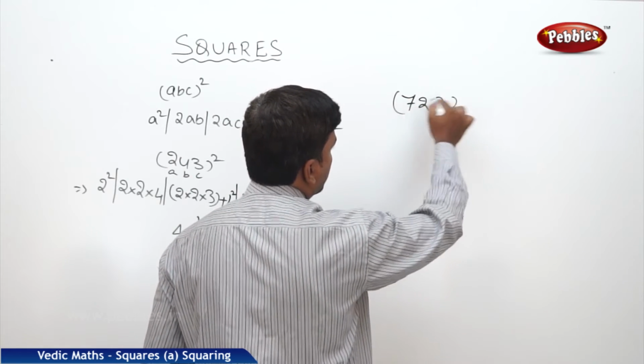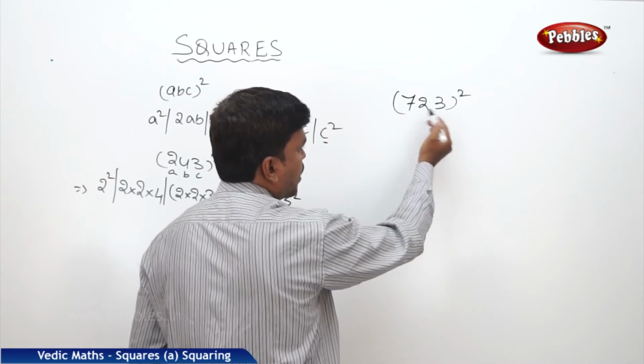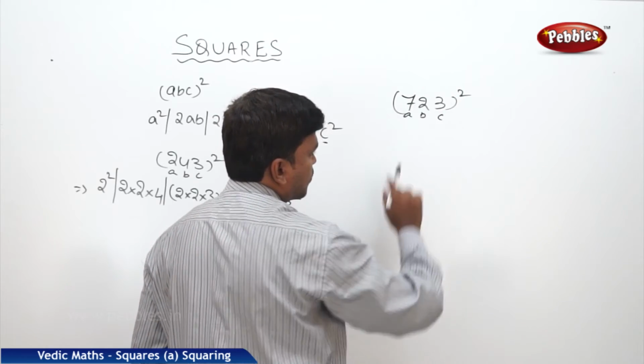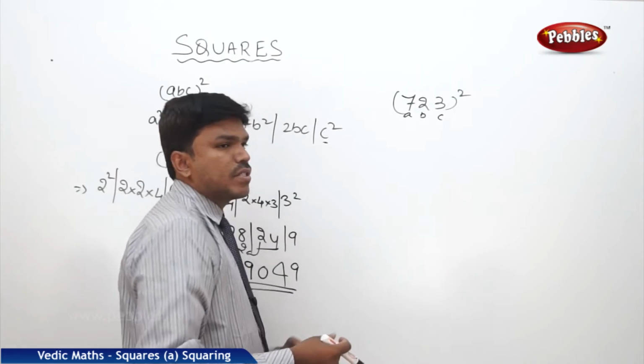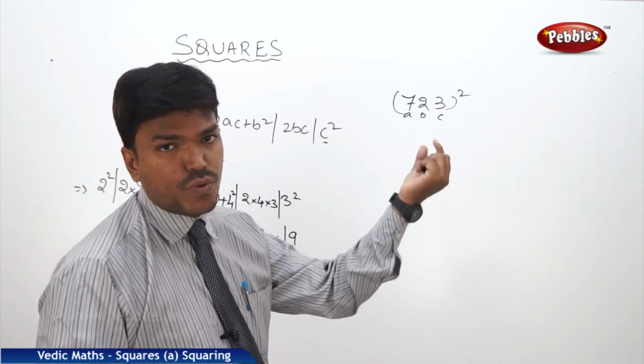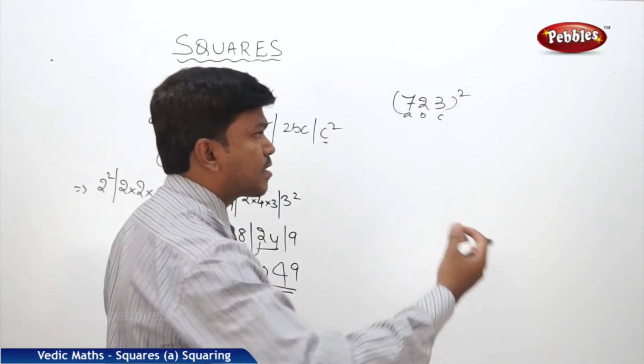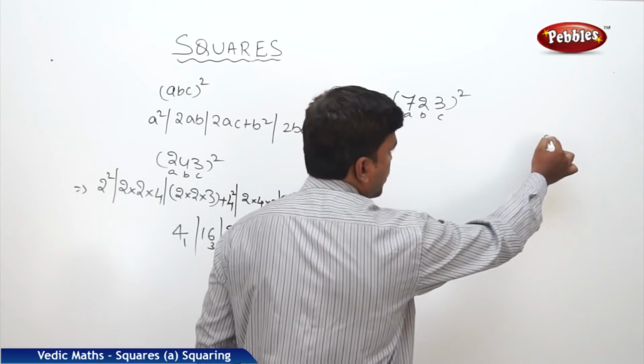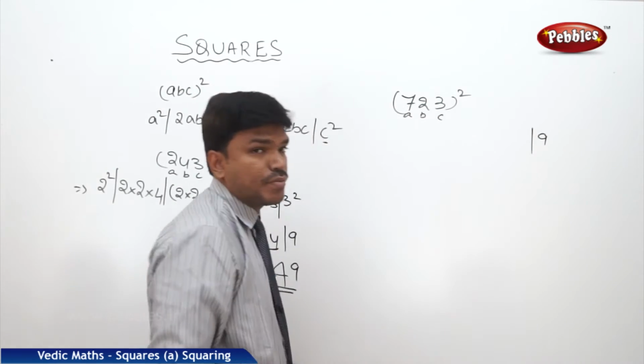I need 723 square. Anyhow, this is A, B, C. Start from the right side. So what is the right side formula? C square. If you start from the right side, C square. C square means 3 square. 3 square is 9. I am putting the direct steps. You need to understand.